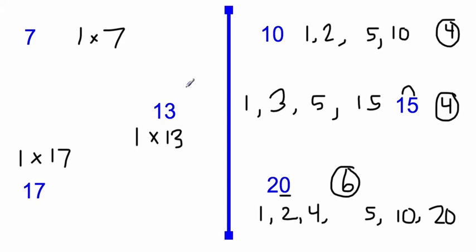Now you'll notice all the numbers on the right, 10, 15, 20, all have more than 2 factors. So those are going to be composite. Composite is more than 2 factors. And then the numbers on the left, 7, 13, and 17, only have 2 factors, so those are going to be prime numbers.